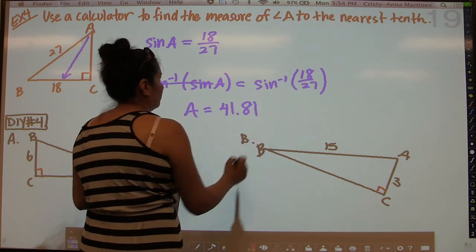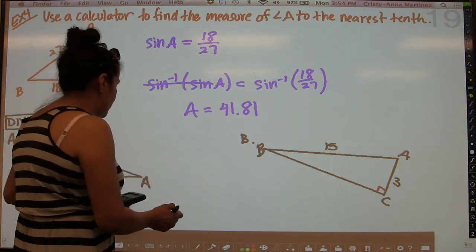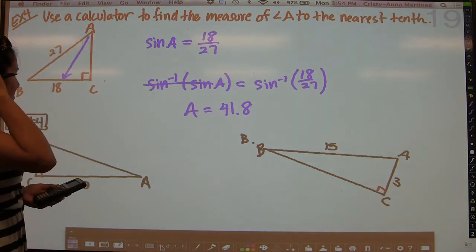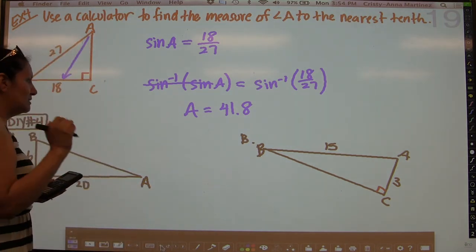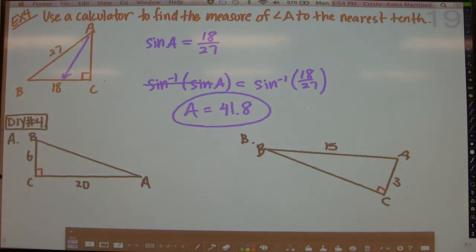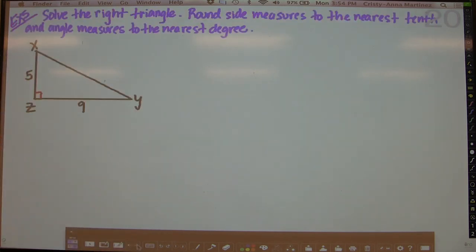41.81. Now in this case it says to find the measure of angle A to the nearest tenth, so we want to take off the 81 there, and just leave it as 41.8. This would be our angle measure. So that is how you do inverse functions. So now we'll let you try do-it-yourself number 4 here. And then we have one last example.